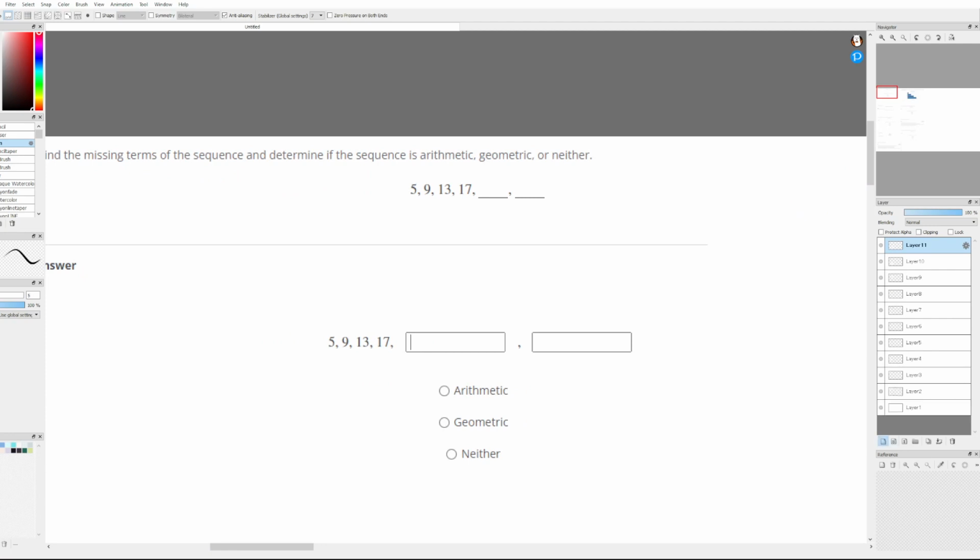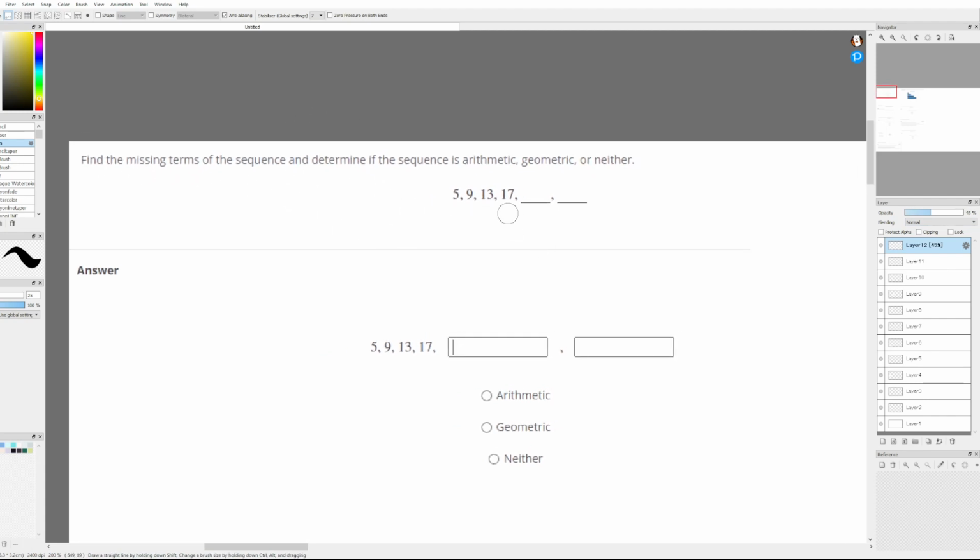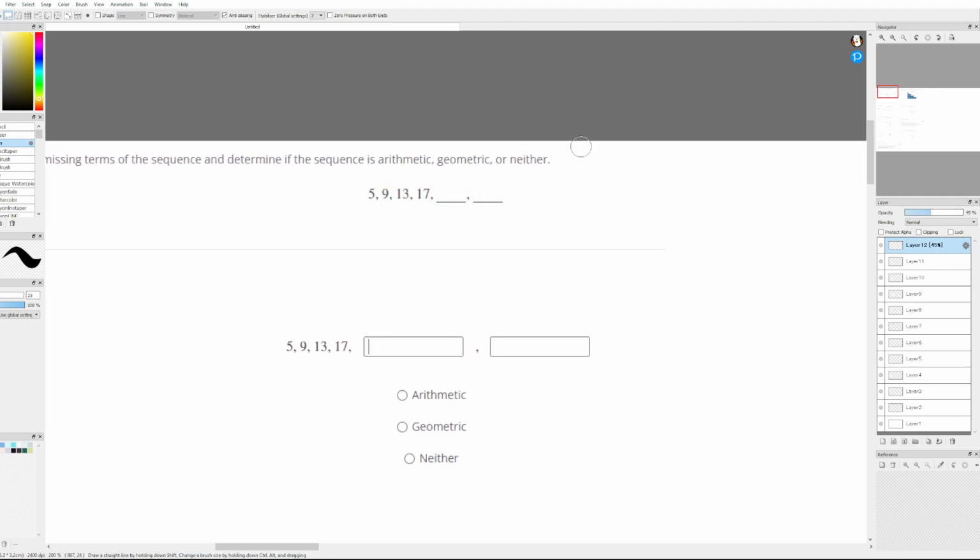The best thing to do, I always say this, the best thing to do when you have a new problem is to just read it. Read it to make sure that you know what is being asked of you. So it's saying, find the missing terms of the sequence and determine if the sequence is arithmetic, geometric, or neither. And then it gives a list of numbers.